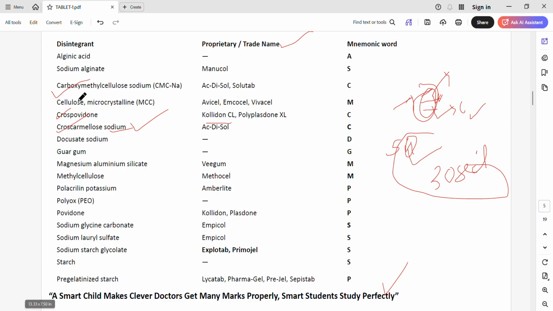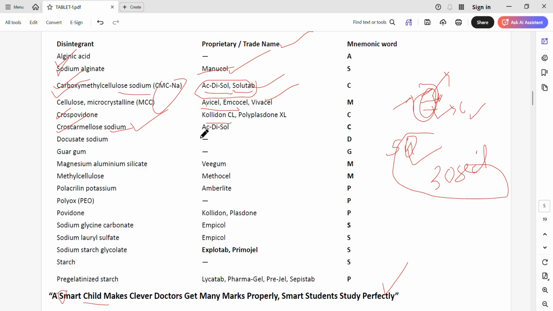A is for alginic acid, which is sodium alginate, whose proprietary name is Manucol. Next is child, which is for carboxymethyl cellulose, sodium CMC, which is Ac-Di-Sol. It is also more important, because it is also used as a diluent.